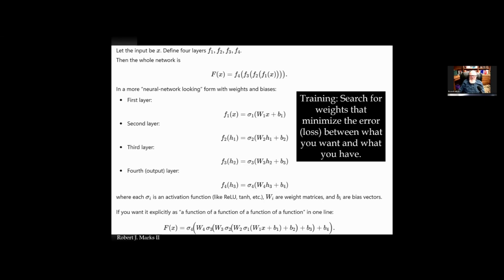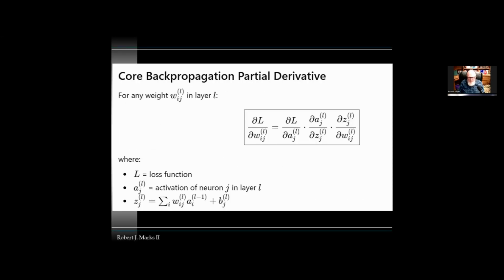So we want to search for the weights that minimize the error loss between what you want and what you got. And so that is something that we need to do to train the neural network. Now, this is a search problem, right? We're searching for a solution of the weights in order to minimize the error, or the loss function, if you will, between the input and the output. Now, the core idea, noticed by Paul Werbos and later popularized by Rumelhart and some of his clan, is the idea of partial derivatives.